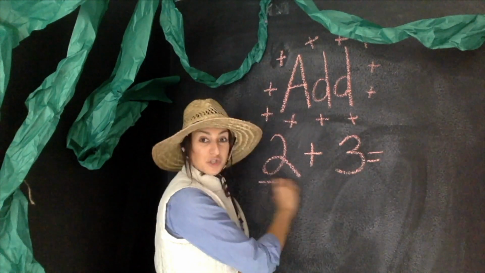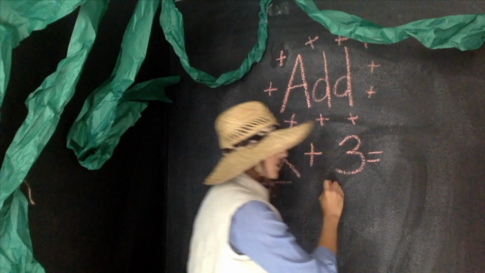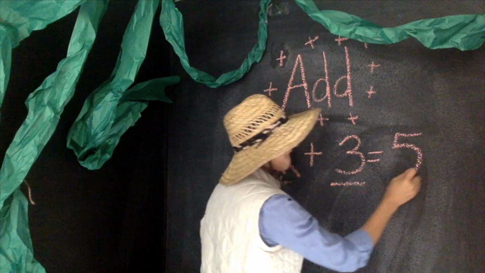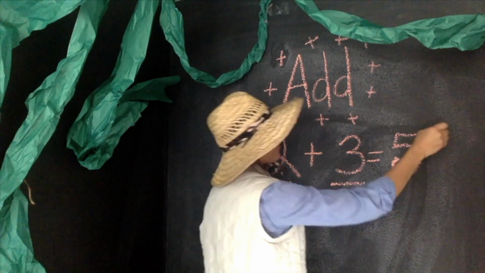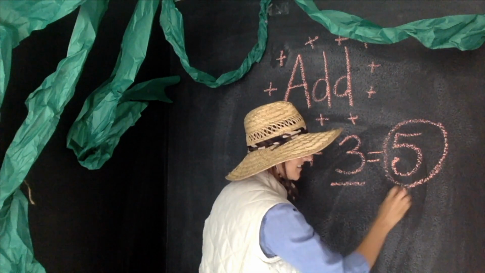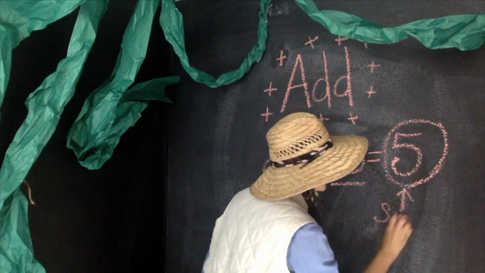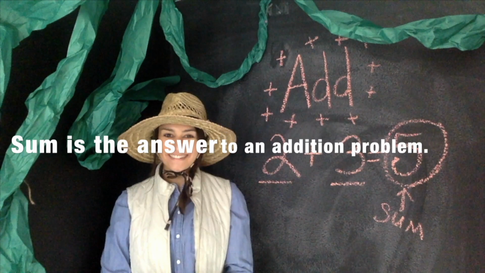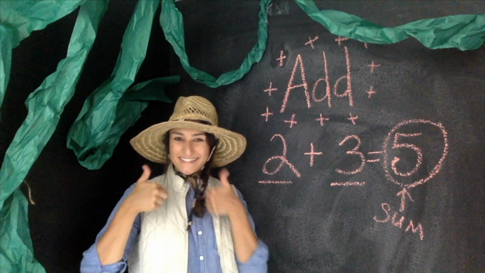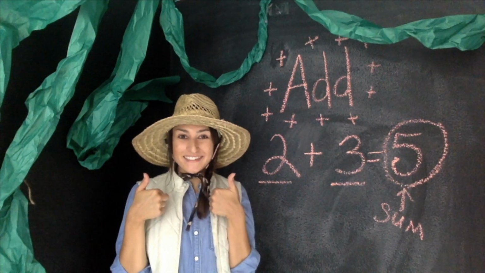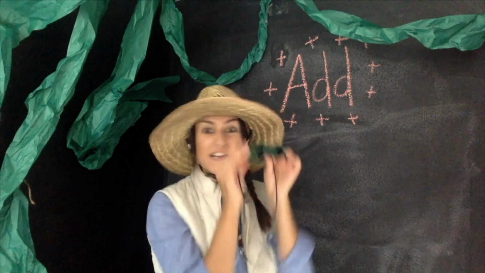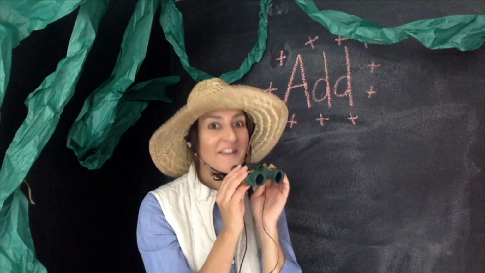So I have 2 monkeys plus 3 monkeys equals 5 monkeys all together. And that is our sum. The sum is an answer to an addition problem. Good job! Whew. I see some more groups. Let's add them together.